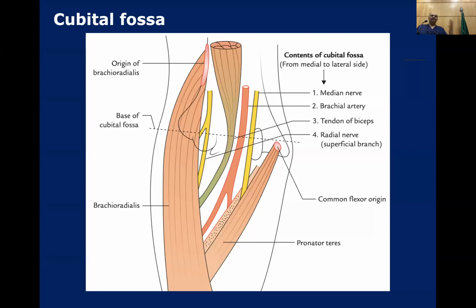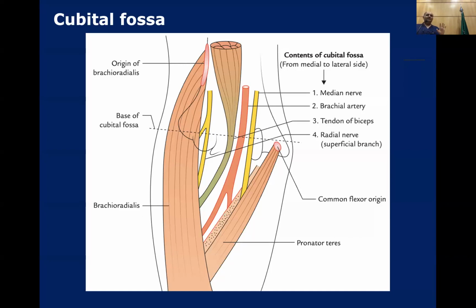There you can see some nerves. Brachial artery, median nerve. And then radial nerve, if you pull that thing apart, then you can see it. Otherwise, the main contents of the cubital fossa are the tendon of the biceps, brachial artery, and median nerve.